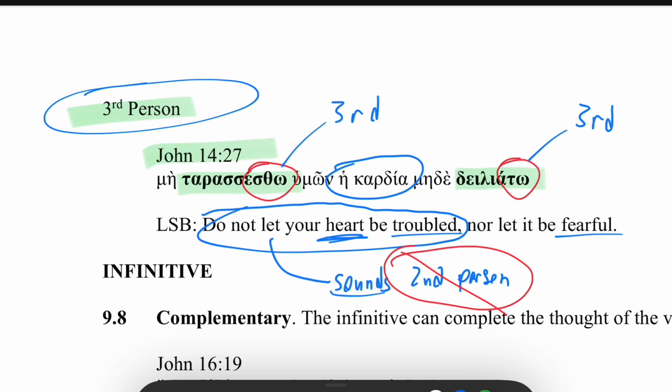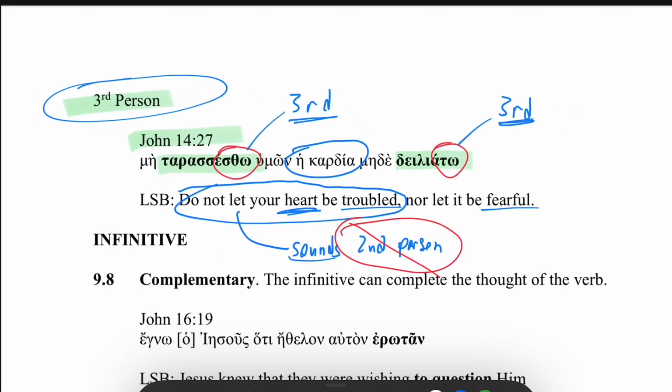Obviously, this plays out practically, and it has second person implications because we have to actually do that. But the grammatical command is third person, and it's directed at the heart to not be troubled and to not be fearful. So that's going to be critical just as you get accustomed to recognizing imperatives, is to realize there is the category for third person imperatives in Greek.